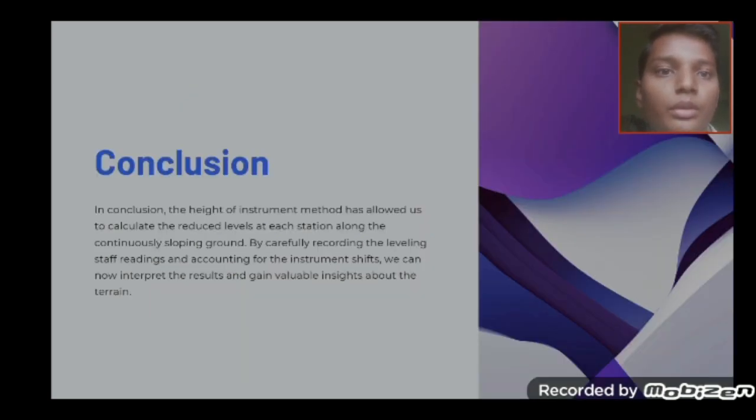Conclusion. In conclusion, the height of instrument method has allowed us to calculate the reduced levels at each station along the continuously sloping ground. By carefully recording the leveling staff readings and accounting for the instrument shifts, we can now interpret the results and gain valuable insights about the terrain.